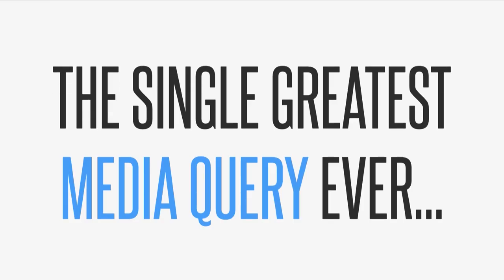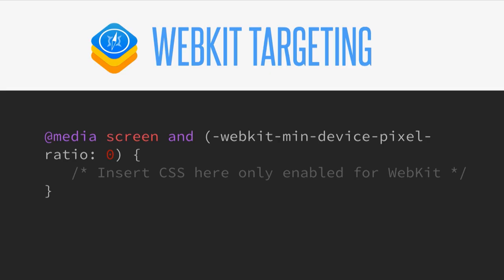Now, I know what you're thinking. Wait, we just went over this whole width stuff. There's no way content is supported when widths aren't. And you're right. But we're only going to use this in certain clients. And this is my favorite hack of all time. Had to give a little slide to hype it up beforehand. It's what I've been famous for popularizing in email. The single greatest media query ever created is WebKit targeting. If you use @media screen and (-webkit-min-device-pixel-ratio: 0), any CSS inserted into that media query will only be enabled for WebKit clients, which means we can have seamless progressive enhancement for HTML email.